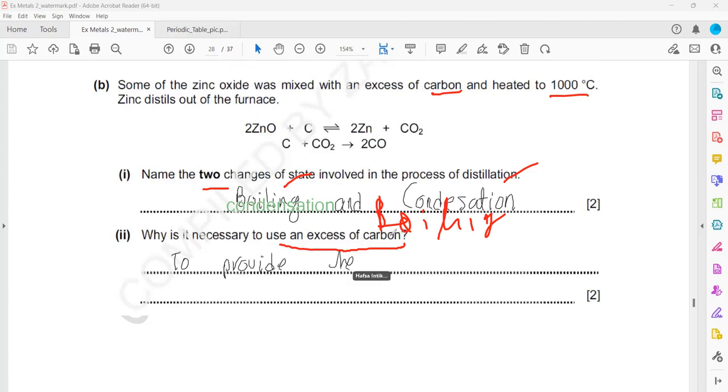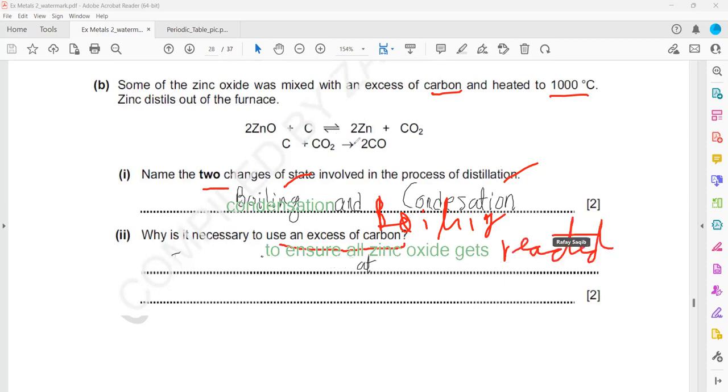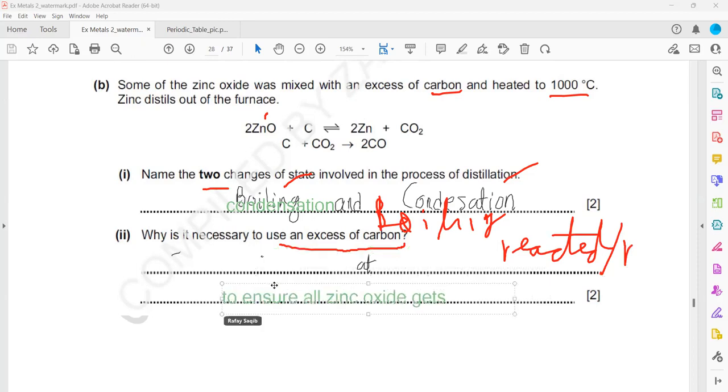Here you can identify the answer: to ensure all the zinc gets formed. Because if not, some zinc oxide would remain. To ensure that all the zinc oxide is reduced, because it's not oxidation, it is reduction. Zinc oxide turned into zinc.